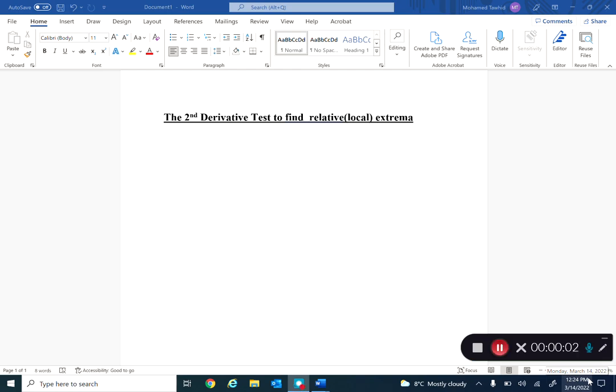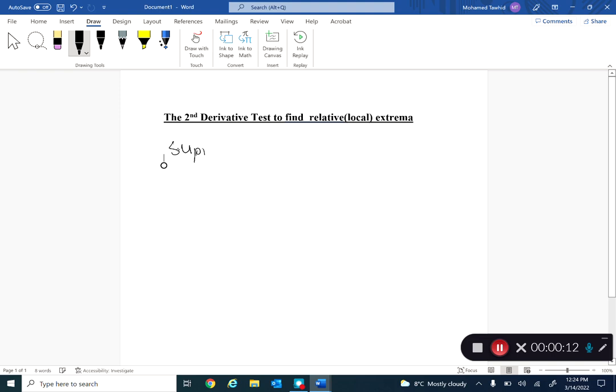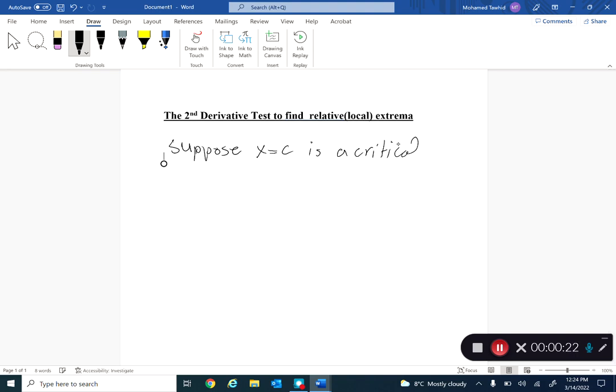Today we are going to use the second derivative test to find our local extrema, minimum or maximum. So what does the test say? Suppose x equals c is a critical point of f of x, at which f prime of c equals 0.